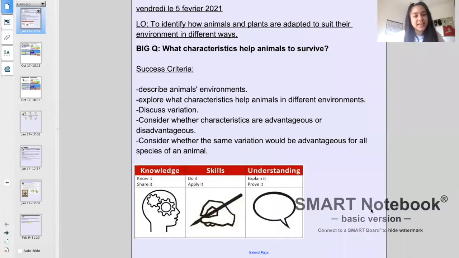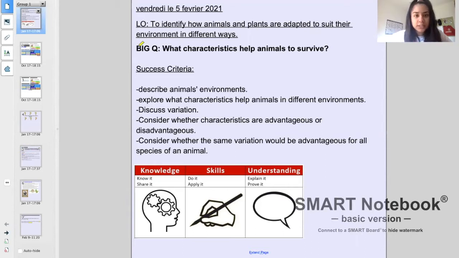Today we're going to continue with our new topic of variation. Let me just share my screen so we can get started with today's lesson. Great. So today is in our French date, vendredi le 5 février 2021. And our learning objective is to identify how animals and plants are adapted to suit their environment in different ways.